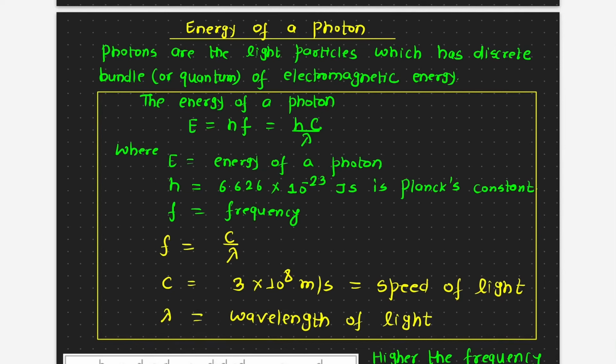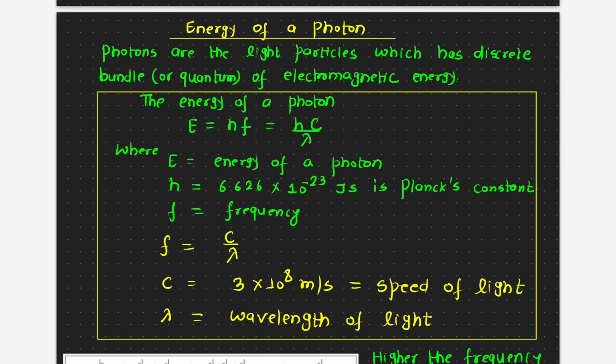Here we'll talk about the photon and energy of a photon. So what are photons? Whenever I say photon, what do you imagine in your mind? You can imagine a photon as a light particle, a stream of light particles. Remember, light can behave both as a wave or as a particle. But here, whenever I talk about the photon, just imagine it as a particle.